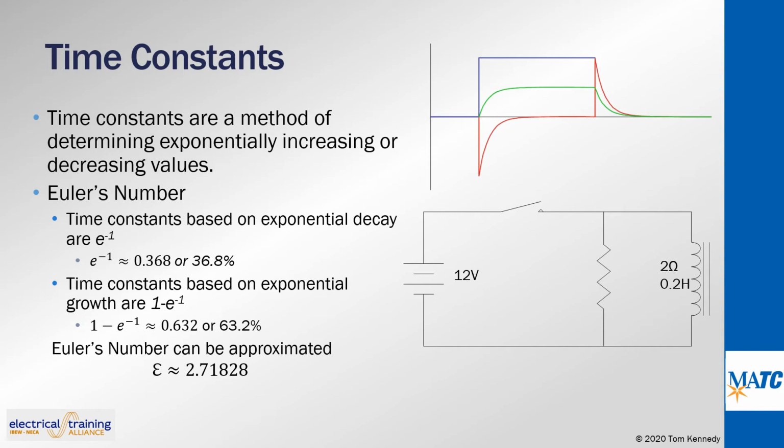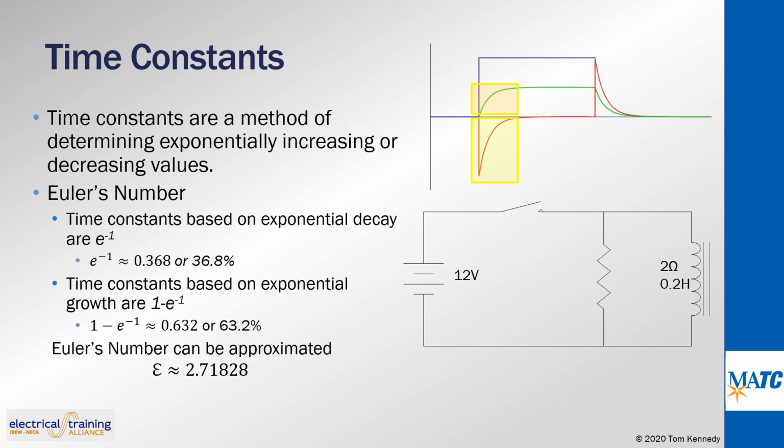Euler's number can be used to calculate the values of these decaying voltages or increasing currents. Time constants are a method of determining exponentially increasing or decreasing values. Time constants based on exponential decay are e to the power of -1, which is approximately 0.368 or 36.8%. Time constants based on exponential growth are e to the power of -1 subtracted from 1, which is approximately 0.632 or 63.2%.